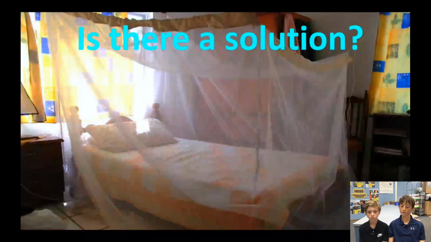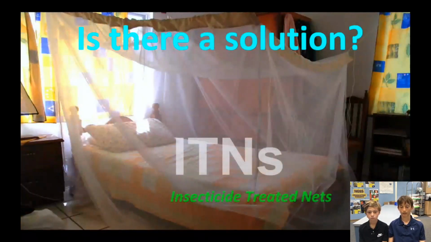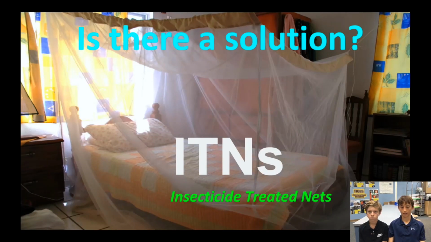Well, is there a solution? An ITN, or insecticide treated net, is a net that is draped around a bed or beds to prevent malaria-carrying mosquitoes from getting inside. The mosquitoes that carry the parasite are active only at nighttime, so staying safe during this time is key in survival.